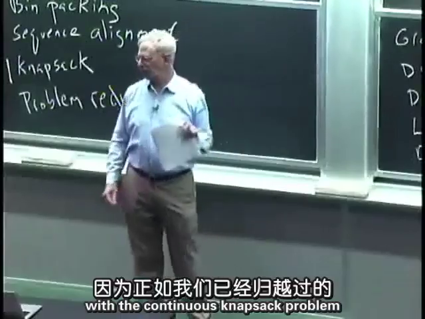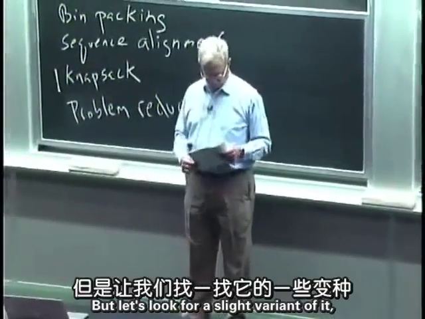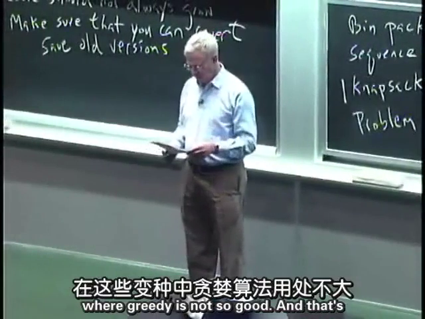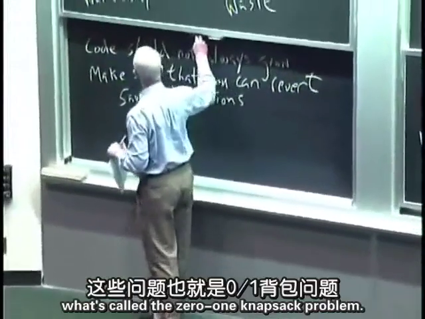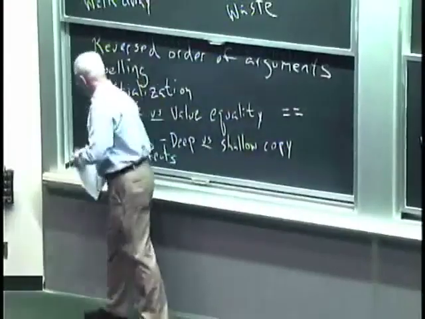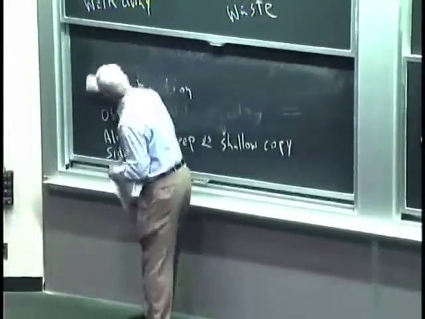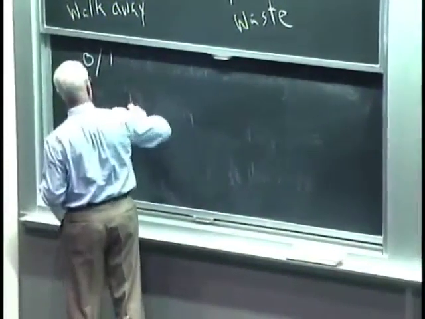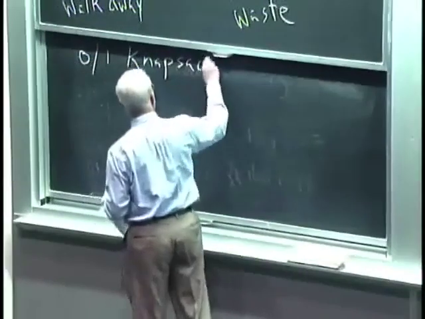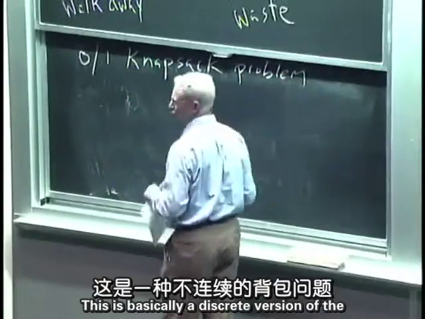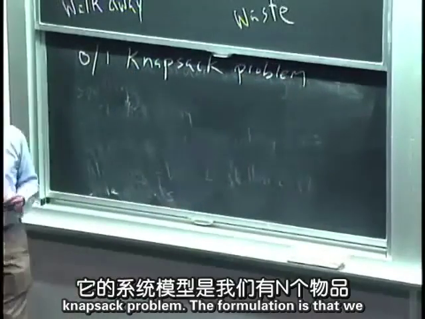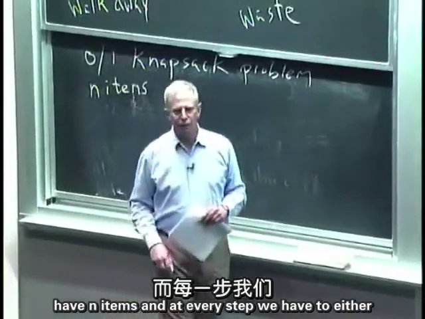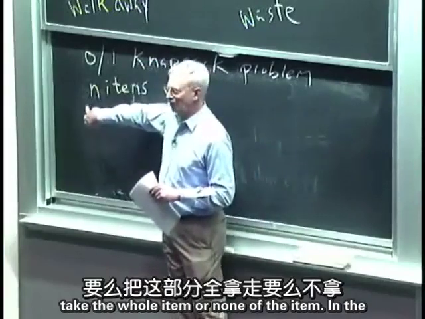Now, as it happens, with the continuous knapsack problem as we formulated it, greedy is good. But let's look for a slight variant of it where greedy is not so good. And that's what's called the 0-1 knapsack problem. This is basically a discrete version of the knapsack problem. The formulation is that we have n items, and at every step, we have to either take the whole item or none of the item.